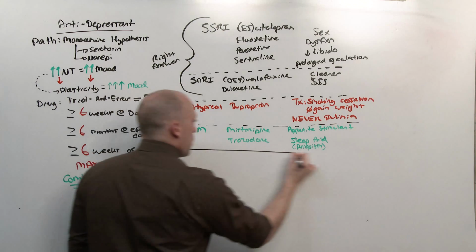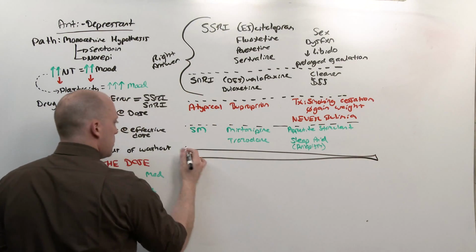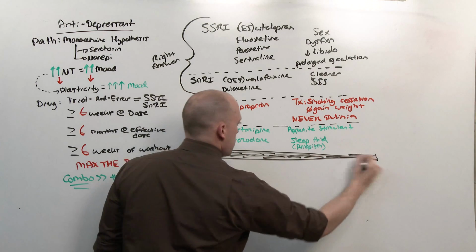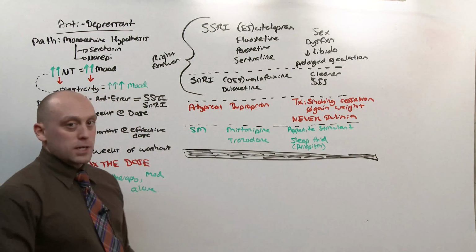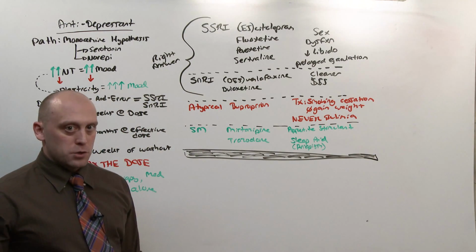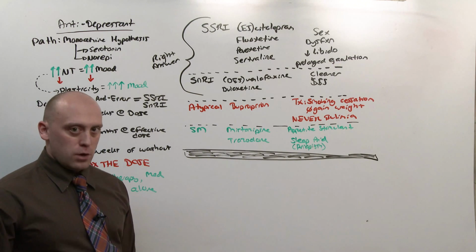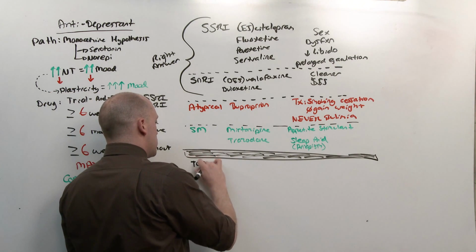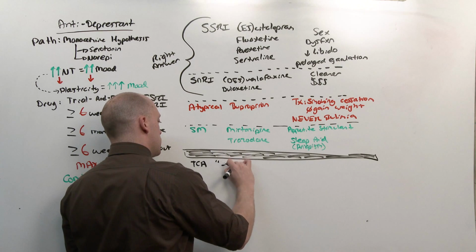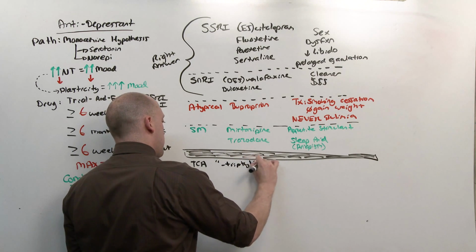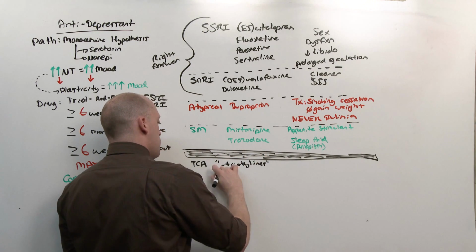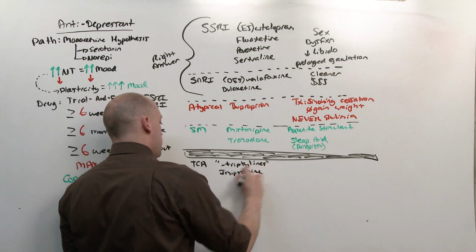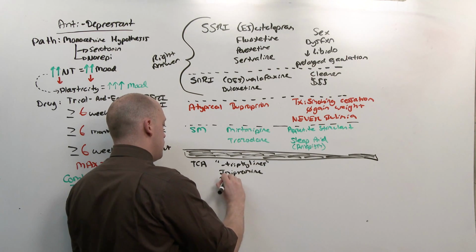I'm going to put a big black bar here, because above this bar are medications that are actually used to treat depression. Below this bar are going to be medications that were used to treat depression, but generally are going to be the wrong answer. The first class here are the tricyclic antidepressants. These were the triptylines. But don't forget about imipramine and doxepin.